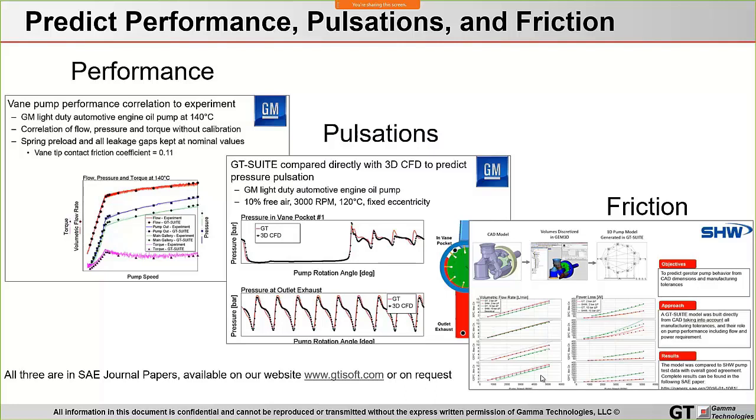And then on the right-hand side is the ability to predict friction in these different machines, as highlighted here with an SHW pump, where we're looking at overall performance, volumetric flow rate, but also friction, overall friction inside the machine at different operating conditions. And the friction also paves the way to being able to do detailed mechanical or structural analysis, where we're solving for things like shaft dynamics and overall mechanical performance of the machine as well.